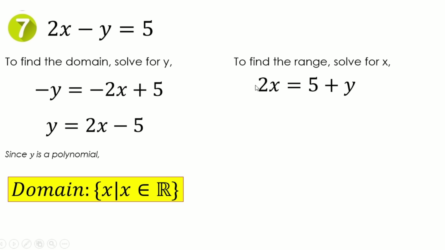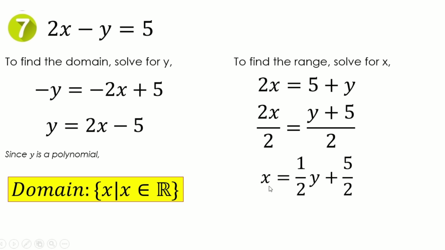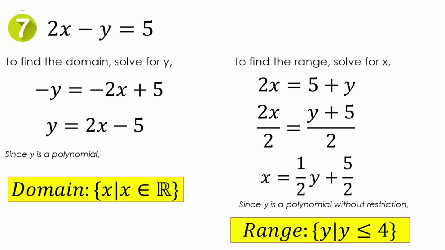Since we have a constant along with x, what will we do? Divide both sides by 2. So, dividing both sides by 2, 2x divided by 2 will be x equals y over 2, or 1 half y plus 5 over 2. So again, this is a polynomial. There is no restriction here. So therefore, what is your range?